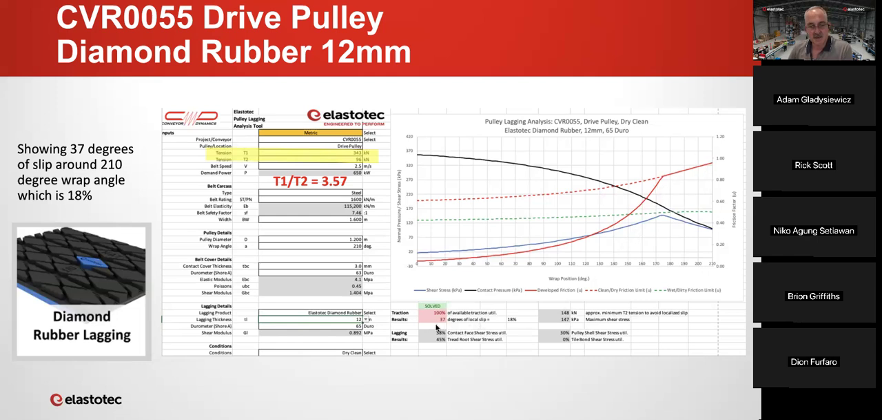And you can see down here in the calculations, it's saying that we've got 37 degrees of localized slip, which is 18% of the arc of contact.